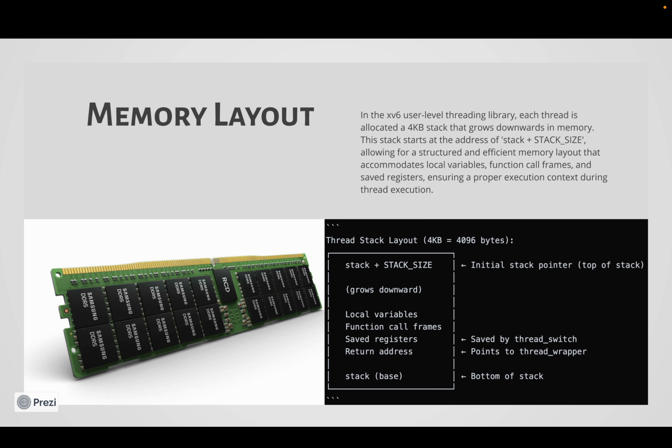Going ahead, memory allocated. For every thread we allocated a fixed size of 4 KB, that is 4096 bytes. And since there are a maximum of 16 threads, that scales up to 64 KB. For the XV6 OS, assuming 64 KB as the memory available is a rational assumption.